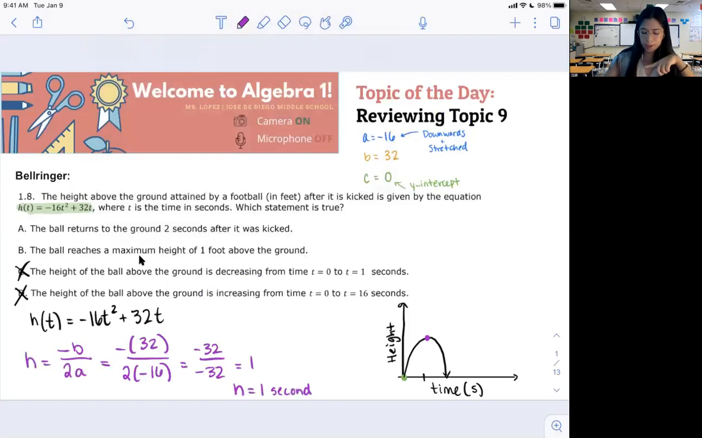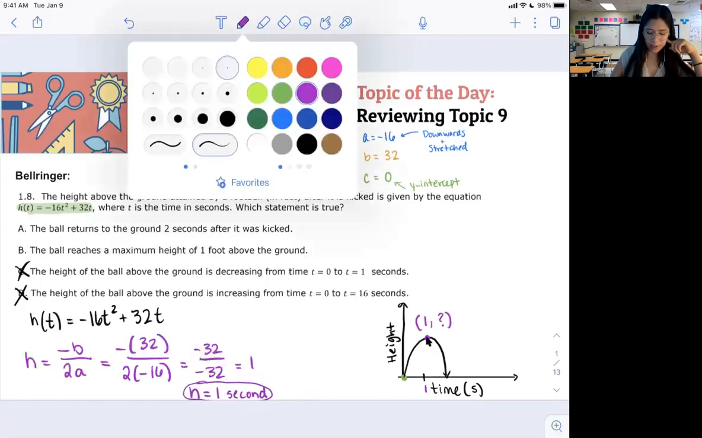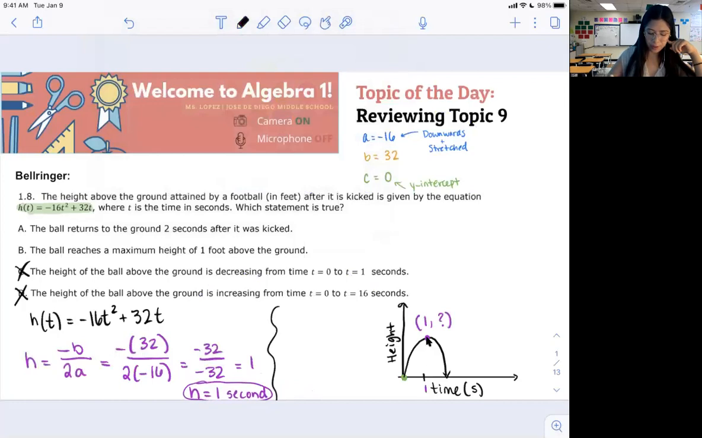So if my vertex is over here, this is 1 comma something. That means this 1 is the value of the time, not the value of the height. All I know so far is the time, but now I have to find the height. How do I do that? Plug it back in. We plug it back into the original function. So h of 1.